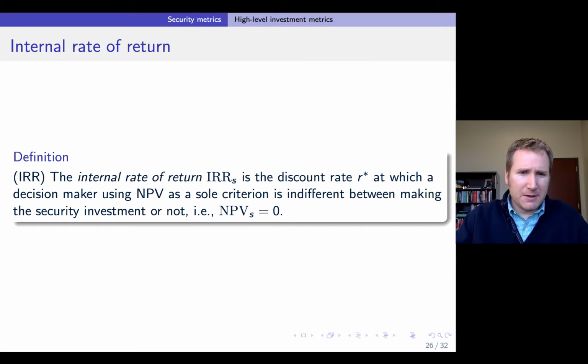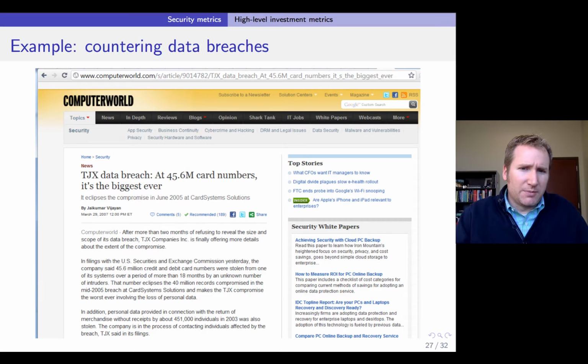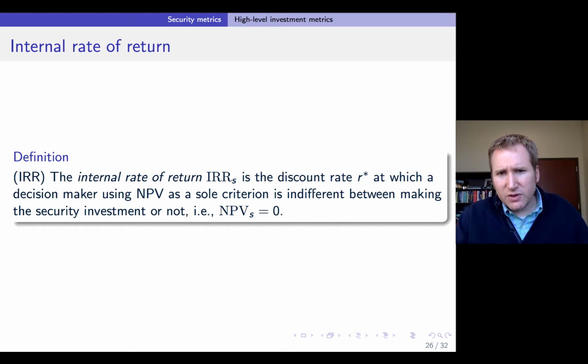The other way to look at this, and still compute a metric that considers the effect of time, is to compute the internal rate of return, which is the discount rate, we'll call it R star, at which the decision maker who's using net present value becomes indifferent between making a security investment or not. So if you don't have a set discount rate in mind, you can come up with a scalar value of how much you would have to discount future money in order to be indifferent between spending money on security or not. So again, higher values of R are better.